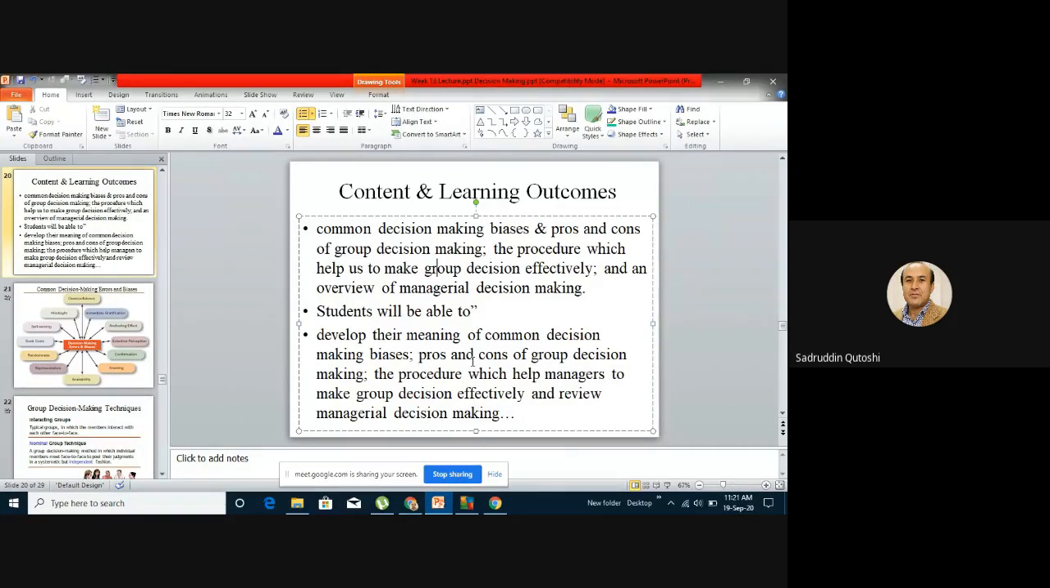So in this way, at the end of this lesson, you all course participants will be able to develop a clear understanding of the concepts of common decision making biases, pros and cons of group decision making, and the procedures which help managers effectively, and then you will be able to come up with an overall understanding of decision making, an overview of managerial decision making in the light of the whole concept.